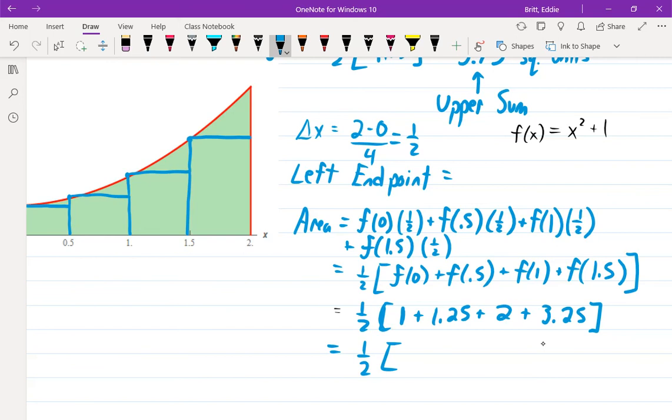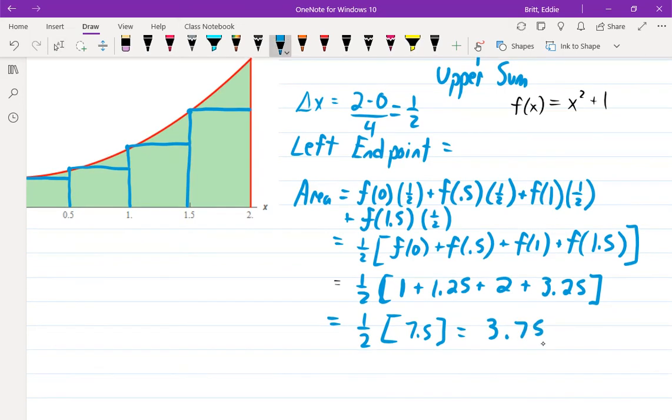Sum up the area of each one of these rectangles, and I got 7.5. So 7.5, I need to say that times 1/2. And I got 3.75. So that is our lower sum.